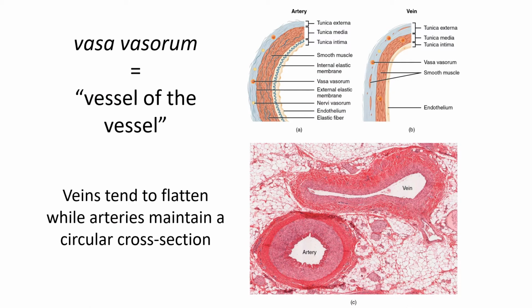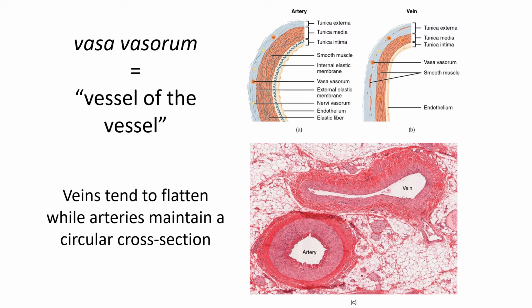In the bottom photograph, you're seeing an artery and a vein as they appear under the microscope. They're passing through adipose tissue, fat tissue. Notice that the artery has a circular cross-section. That thick layer of muscle and also those elastic layers help it maintain its shape. Veins, on the other hand, tend to collapse, as you can see. They tend to be far more floppy.